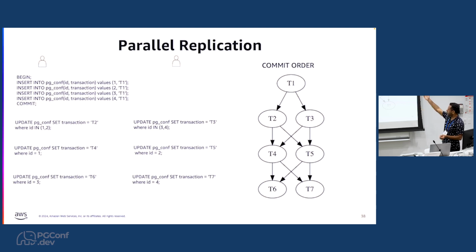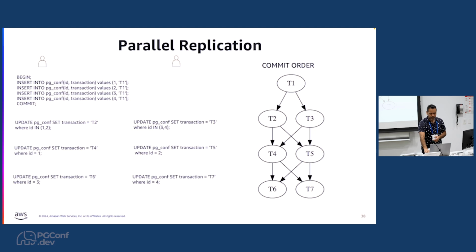T4 and T5 need to wait for the last two because they don't have any overlapping commit windows. They start once T2 and T3 finish. And same for T6 and T7, they start after T4 and T5 finish. So they can go in parallel with each other, but they have a dependency on the transactions before that. So that's the parallel replication using commit order.